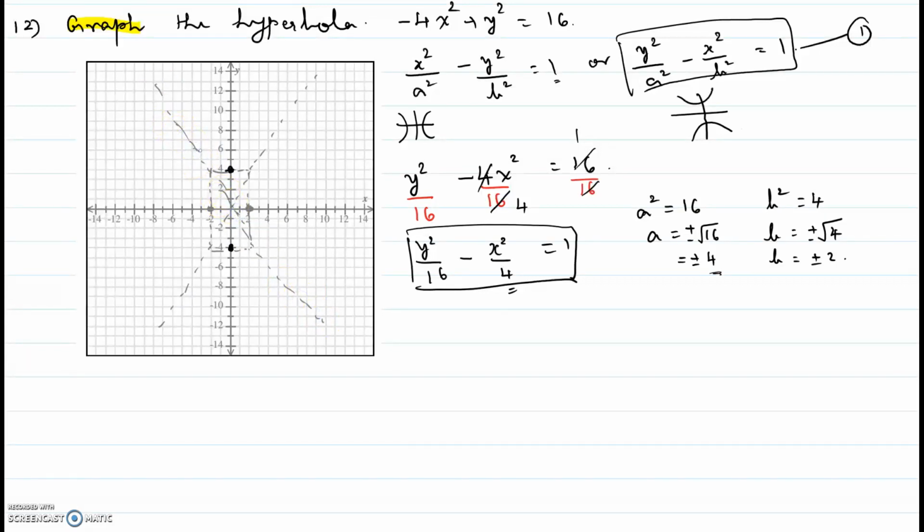As we said earlier, the branches of the hyperbola are going to cut the y-axis. So you make sure that the branches hug the asymptotes.